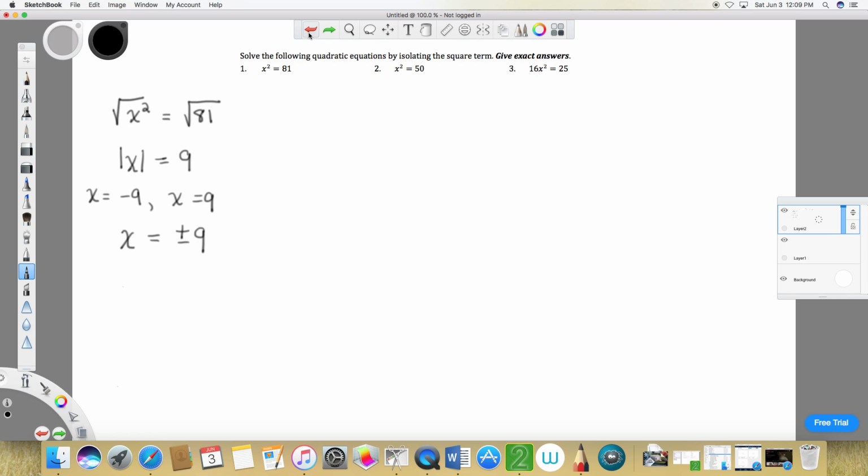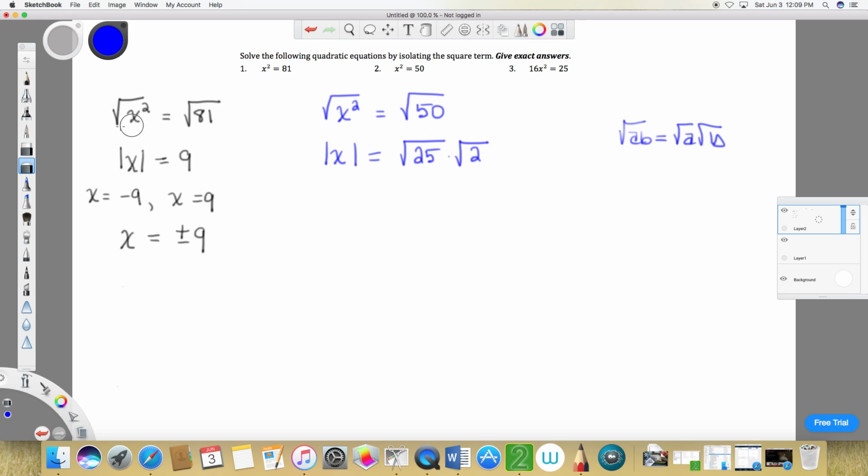Let's do the next one here. So if we take the square root of each side, we have the absolute value of x. Now, 50 can be broken down into 25 times 2, and we can break apart multiplication. The square root of a times b is equal to the square root of a times the square root of b. So using that property of square roots, we can simplify and we get 5 times radical 2.